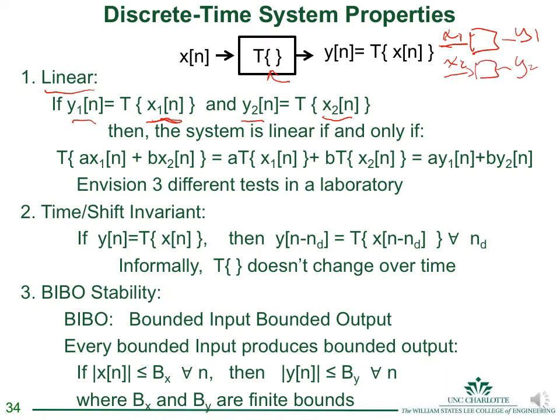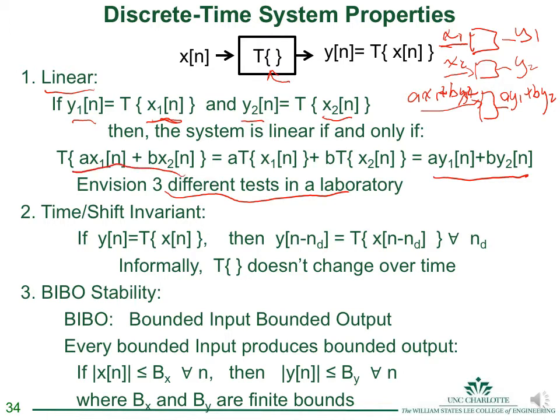Now, if I put in an input that is a x1 plus b x2, in that case the output has to be a y1 plus b y2 for the final experiment, if the system is linear. So the best way to envision this rule is to do 3 experiments, and the output should be a times the original measured output plus b times the second measured output when the input to the system is a times the first input plus b times the second.